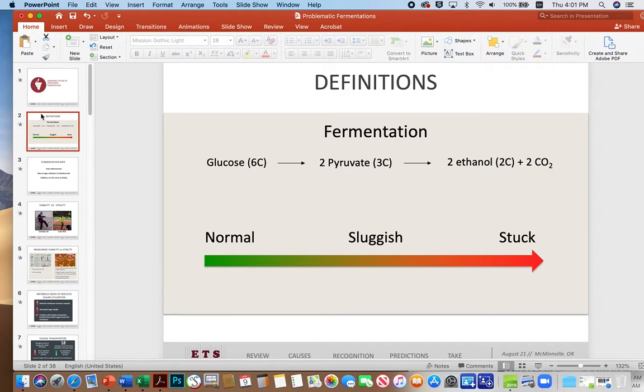So this slide just shows you an overview of fermentation and looking at the normal progression from a sluggish to a stuck fermentation. So again, sluggish being the rate is slow, but it's still progressing, and then obviously stuck is what it is. The fermentation is stopped.